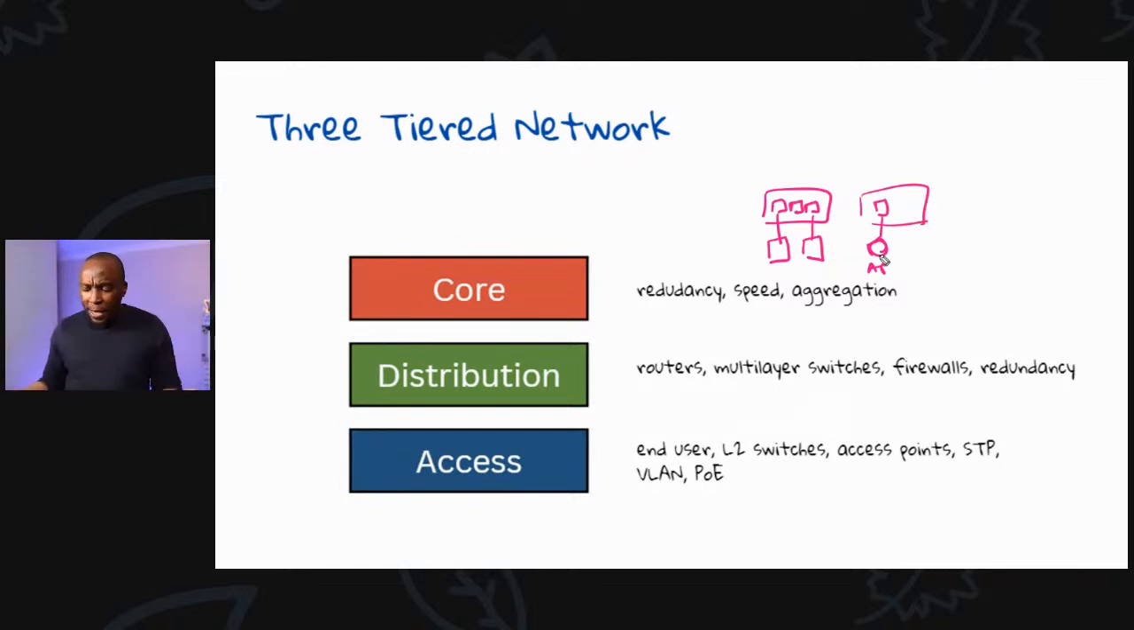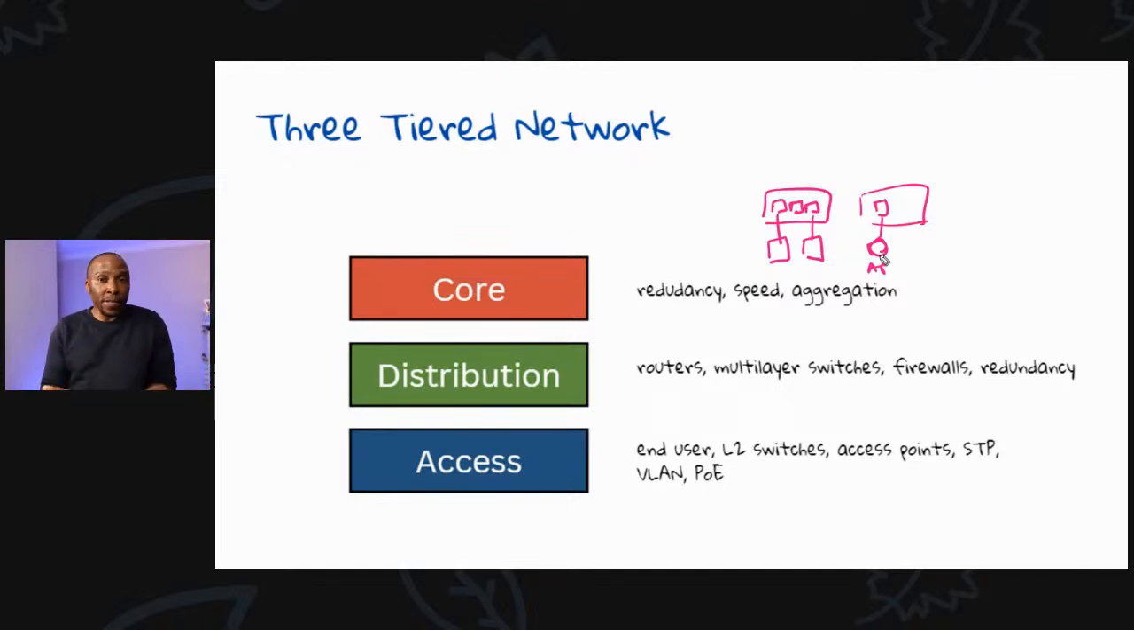So you find end users, layer 2 switches are operated at the access layer, access ports. Spanning tree is an access layer protocol. VLANs operate on the access layer. Power over Ethernet, they are all functions of the access layer. So when you're thinking about the access layer, just focus on the devices that provide end user connectivity.